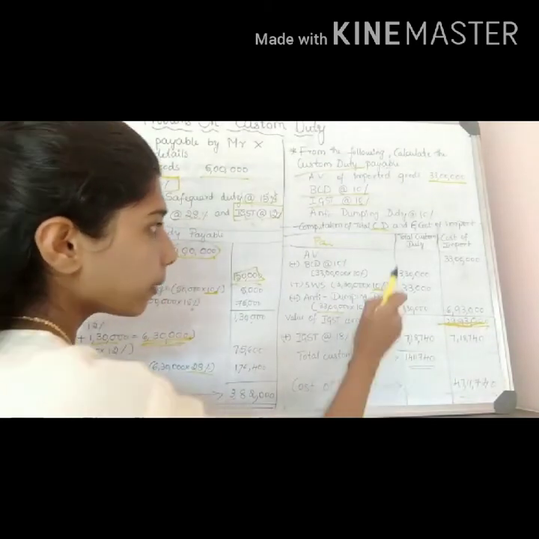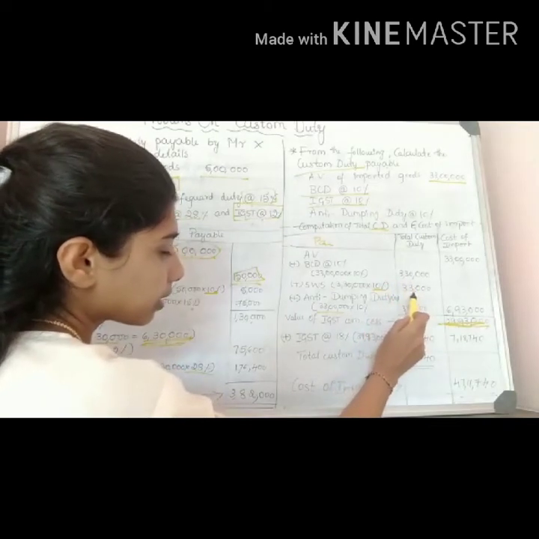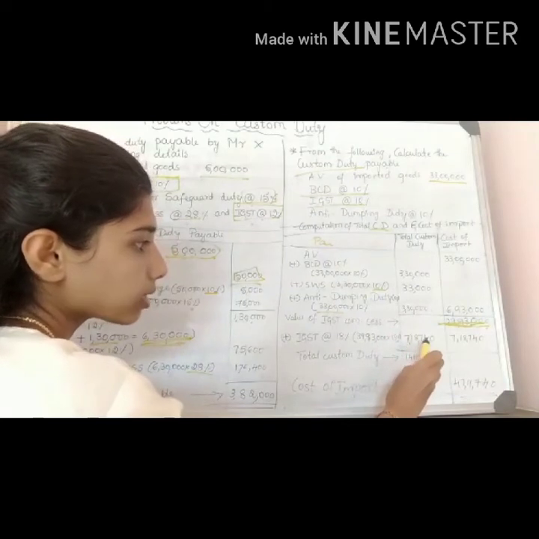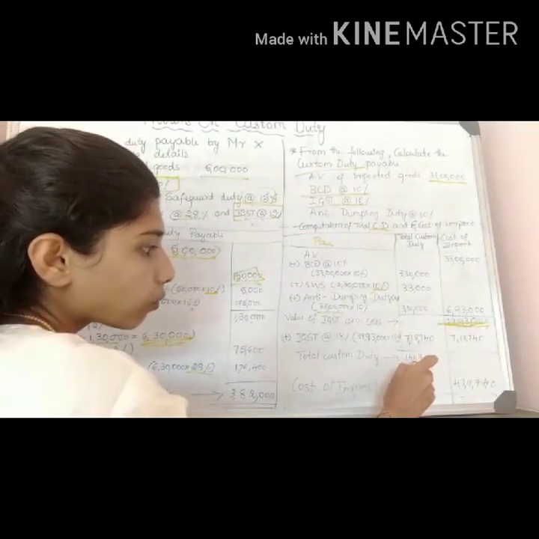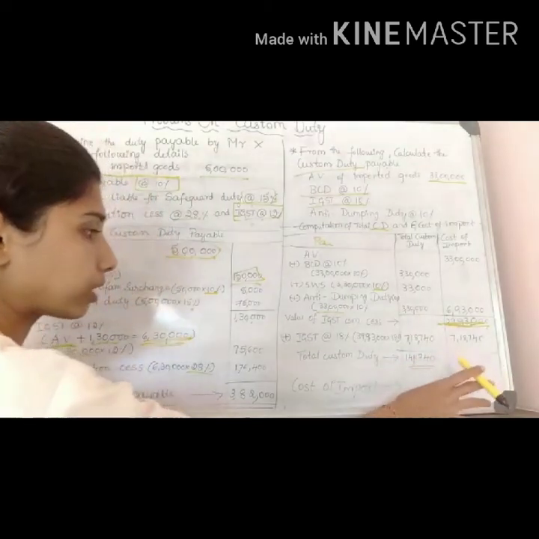Total customs duty is 3,30,000 plus 7,18,740, so total 14,11,740.